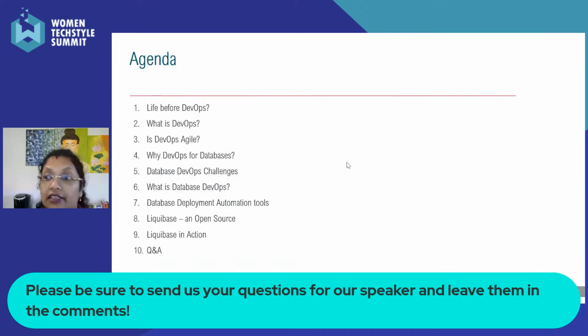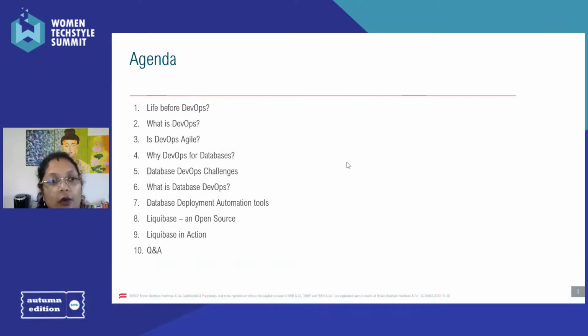Okay, so the agenda for today is that we'll go over the DevOps journey. That is, how was the life before DevOps? What is DevOps? And then finally, we'll try to extend it further by bringing database towards DevOps. Then we'll see some of the database deployment automation tools, and we'll pick one, which is Liquibase, and go over it.